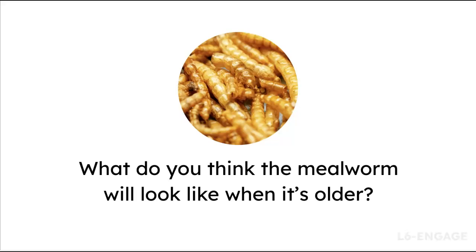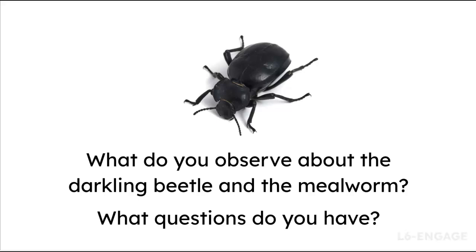You'll show students one of the mealworm larvae and ask them what they think it will look like when it's older. You'll then show students the image of the darkling beetle and tell them it's the same organism as the larva they just saw. You'll ask what questions they have and revisit the driving question board. You'll highlight any questions connected to the learning goals of this lesson by calling attention to questions about how insects grow or how darkling beetles grow.